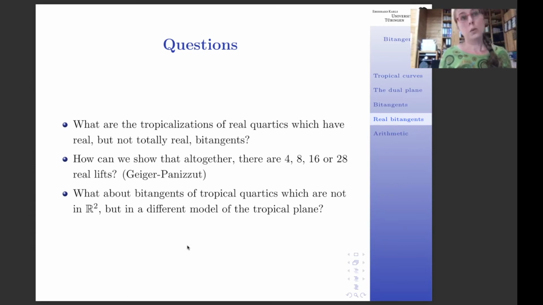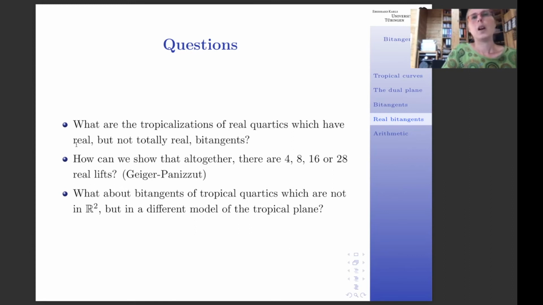Okay, now what questions remain if we look at that? Well, this is the first question I sort of already talked about. What are the tropicalizations of real quartics that have real but not totally real bitangents? So they must be something not smooth, but what can we say about them? There's still a lot to be found out, right?